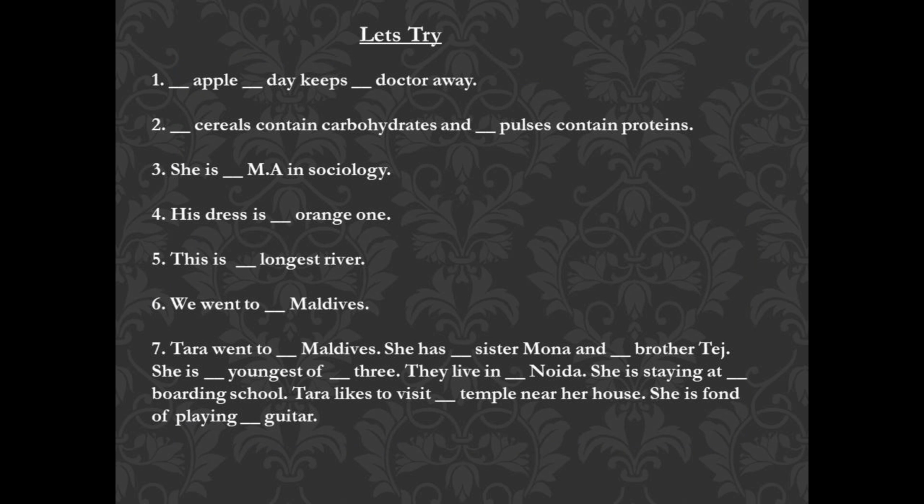Now the next exercise is fill in the blanks with suitable articles. As we learnt, a and an are the indefinite articles, and the is the definite article. Now pause the video and try finding the answers for these. Now check if your answers are correct.